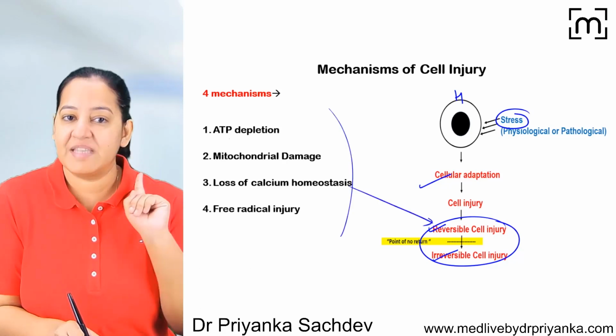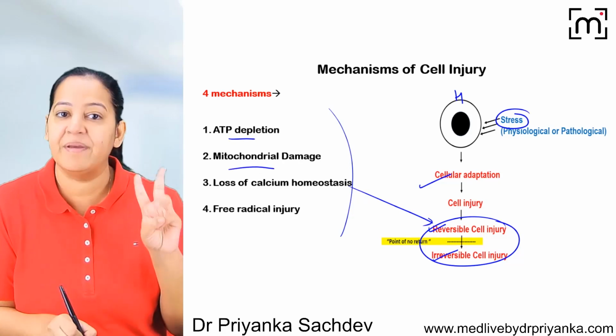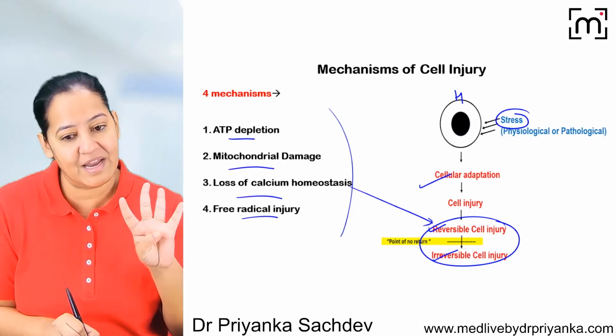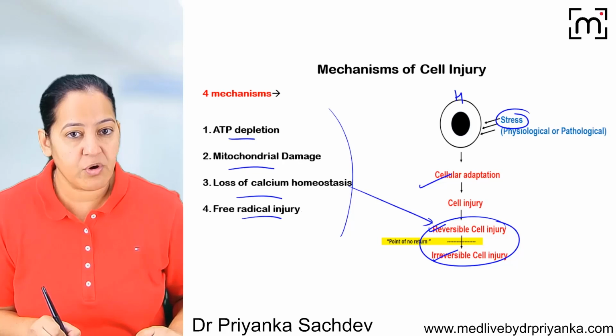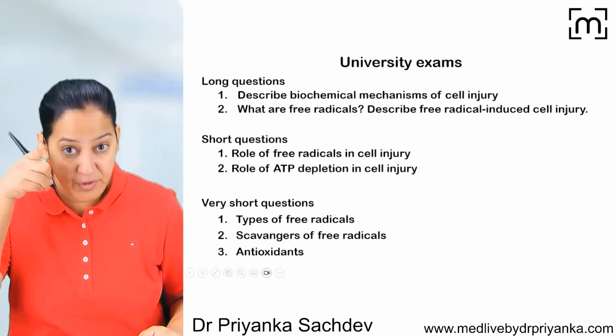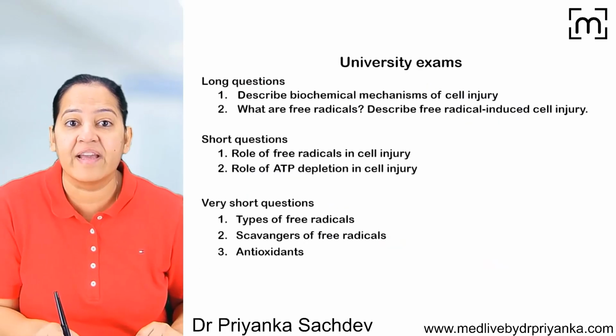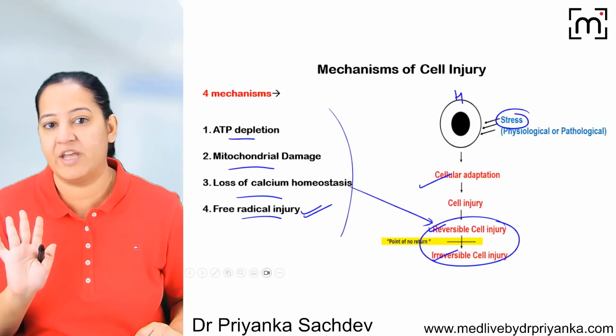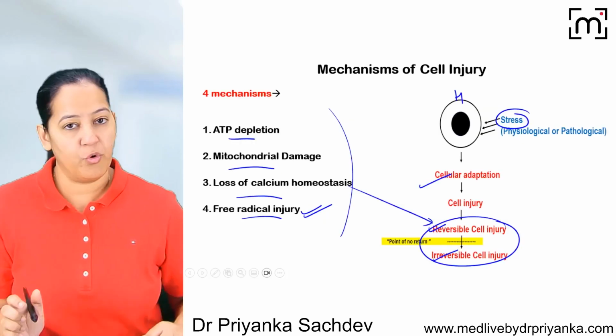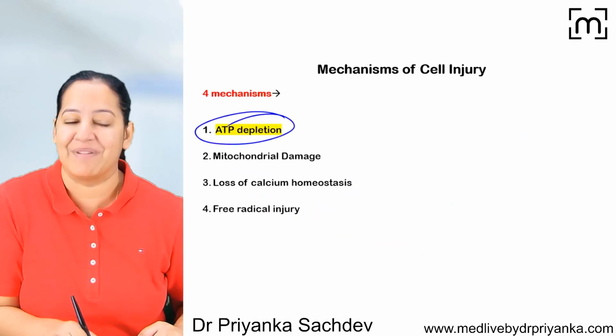The first mechanism is ATP depletion. The second is mitochondrial damage. The third is loss of calcium homeostasis, and finally free radical injury. Most of the PYQs asked in university exams are on free radical. Free radical is very important. You get many questions on that. So I will be discussing all 4 one by one. The first one is ATP depletion.